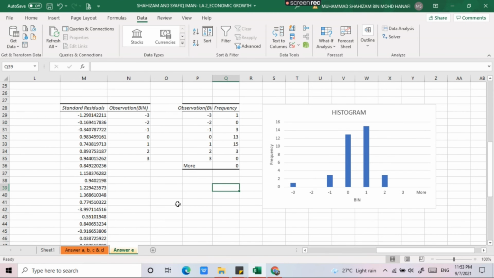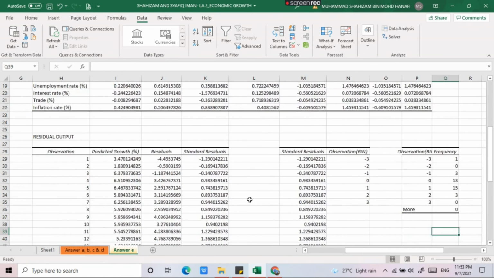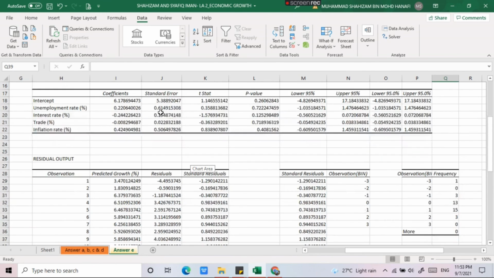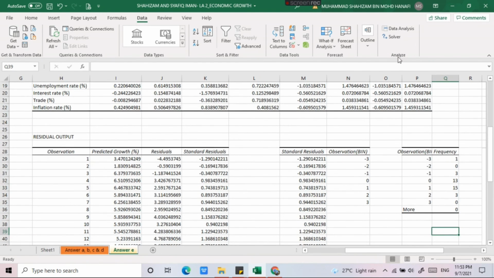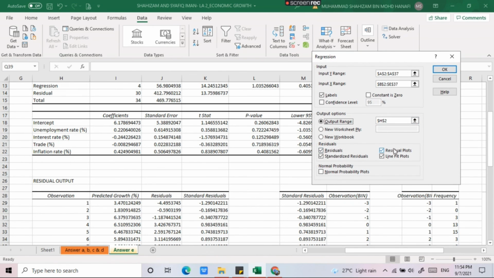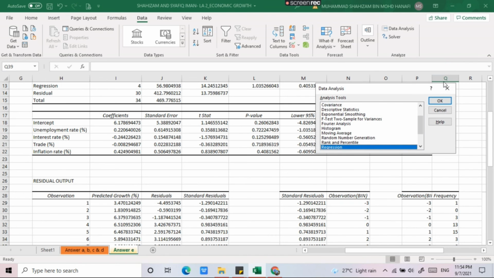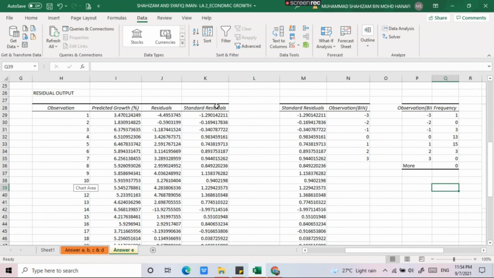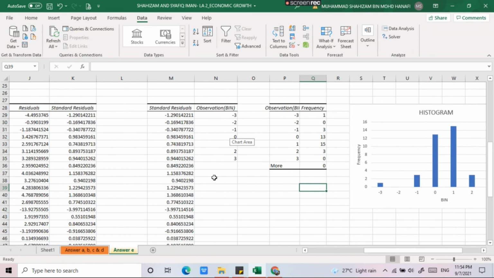Okay, for question E, so this is the answer. This data I use the regression, then I choose regression, and then I tick all of this, and then the table will exist like this. Okay, so I choose the standard residual data, and then I copy paste, then I put the bin. The amount of bin is fixed. Okay, so I make the data simple. So it becomes like this. So this is the data I use to create this histogram graph.